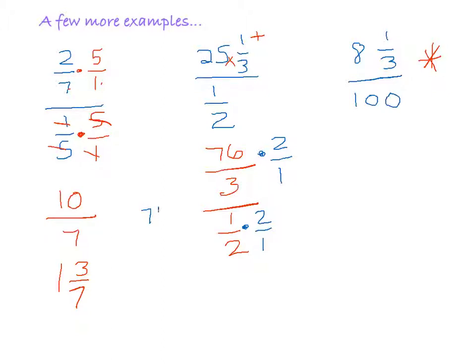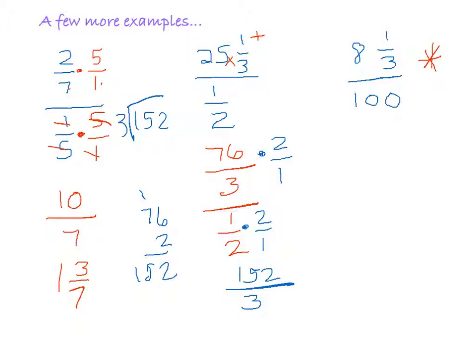So I'm going to do my math right here. 76 times 2, 2 times 6 is 12. 2 times 7 is 14 plus 1, and that's 152 over 3. That's a pretty ugly fraction. So we're going to take 152 and we're going to divide it by 3.